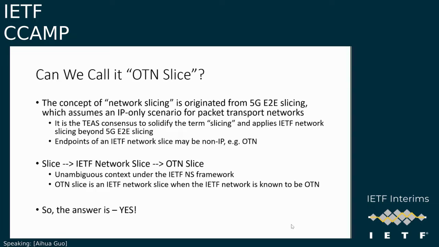So basically, the concept of network slicing originated from 5G, which assumes an IP scenario with packet transport networks. What we see here is that TEAS has already made a consensus to redefine the term slicing and apply IETF network slicing beyond just the 5G end-to-end slicing, right? And Igor, you believe that it's for 5G only. Probably this question can be addressed to the IETF, to the TEAS network slicing framework.